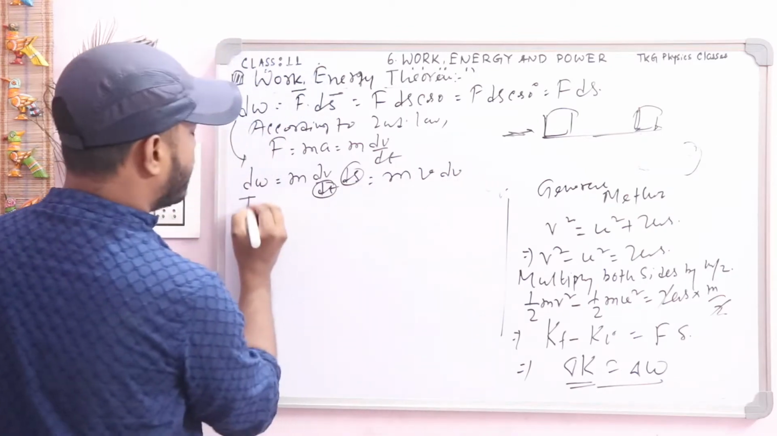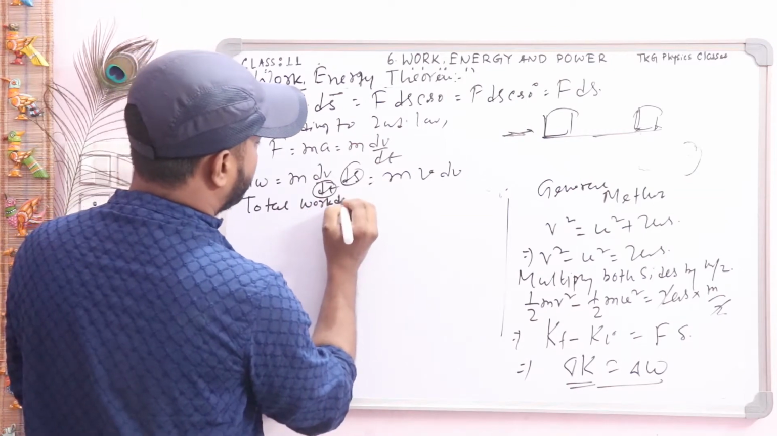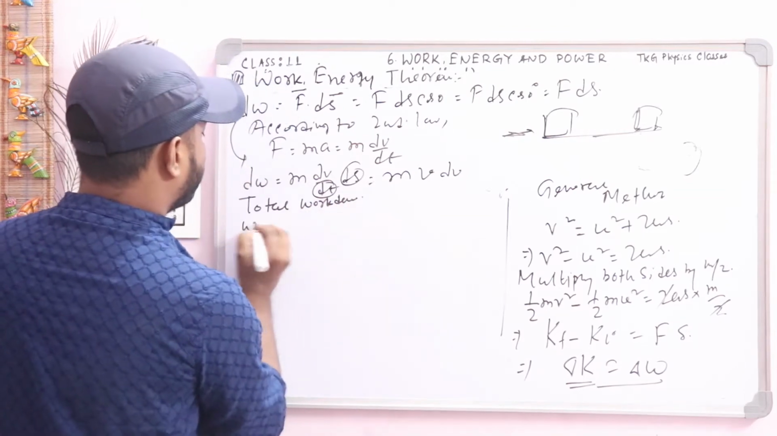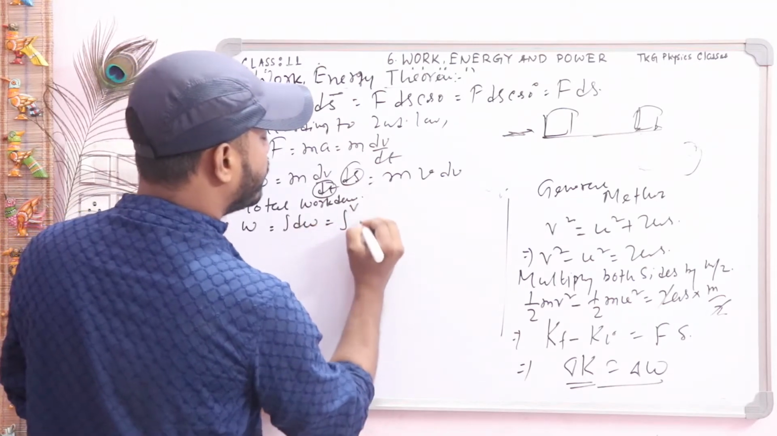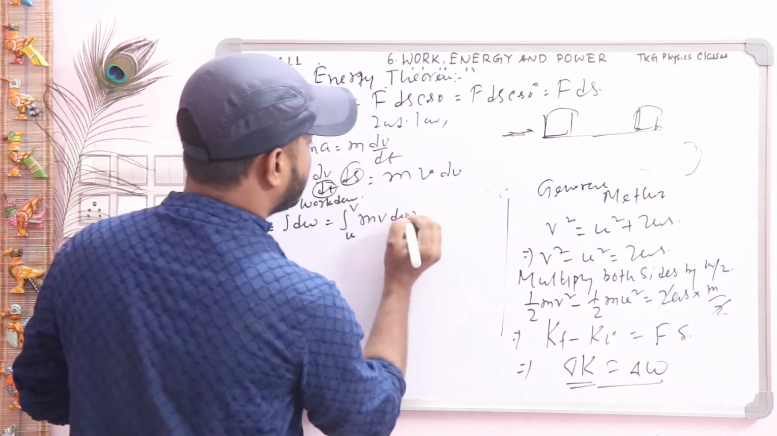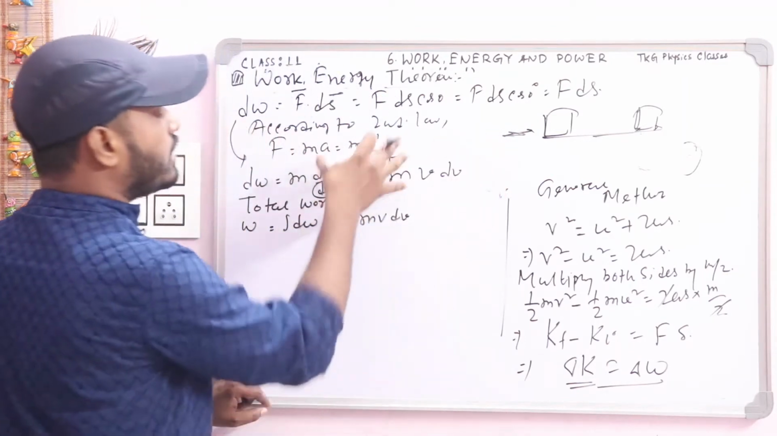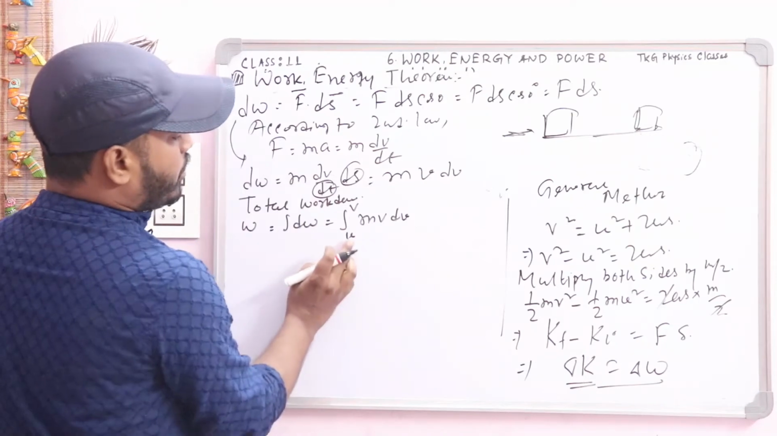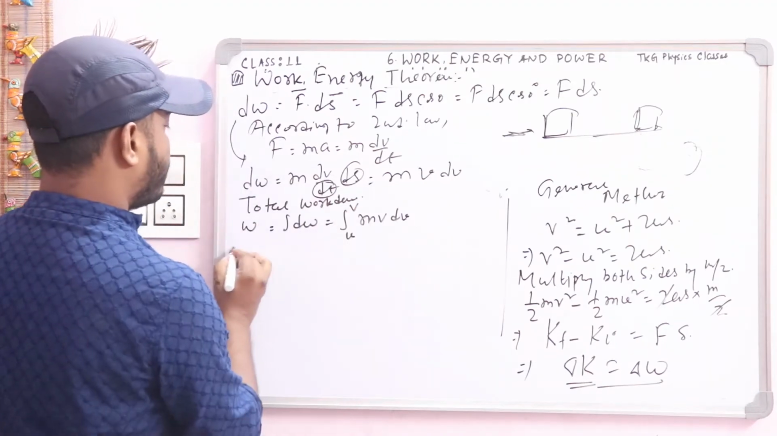So total work done, that is w equal to integration dw, that is integration u to v mv dv. This is the difference between proving of half mv square and this one by calculus method. Here we use u and final velocity v. Okay, so now integrate it.